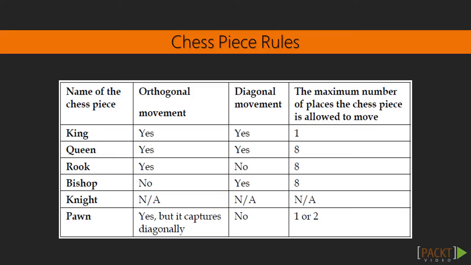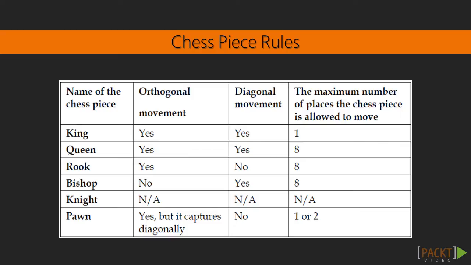Defining rules for the chess pieces. Different chess pieces have different rules of movement. Let's try to tabulate the rules. As evident from the table, the rules for all the chess pieces except for knight and pawn are pretty straightforward. Knights are different from the others.